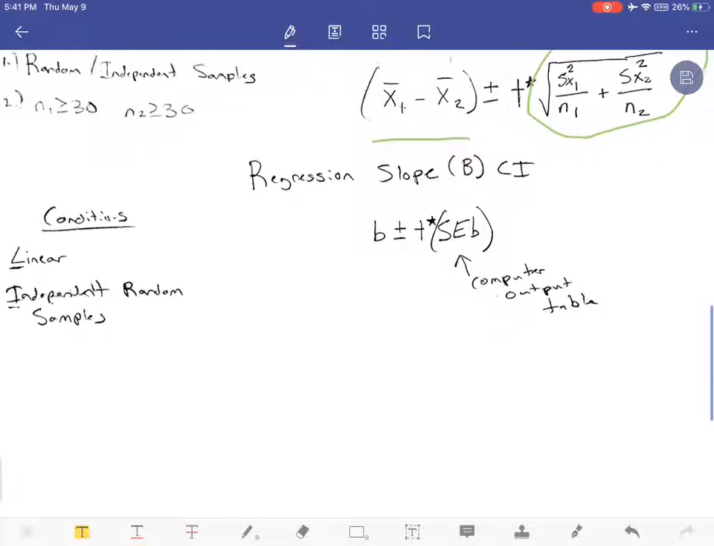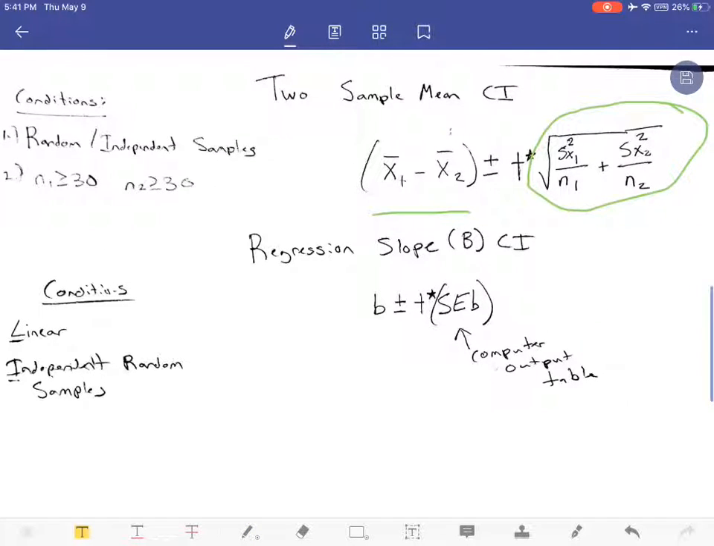Then the last one, which we learned in chapter 12, is our regression slope confidence interval. So the main conditions you need to know: you want to make sure that the data falls within a linear pattern. So you want to look at the scatter plot to see if it forms a linear pattern, or look at the residual plot to see if there's that randomness, which means that it's a linear model. And then also, just like before, we want to make sure our data comes from independent random samples, or if it was an experiment, independent randomly assigned treatments.